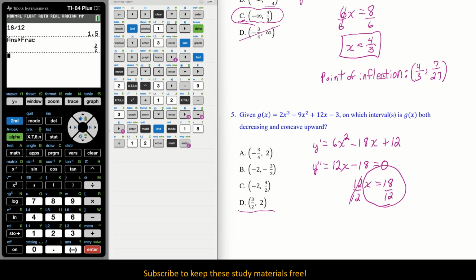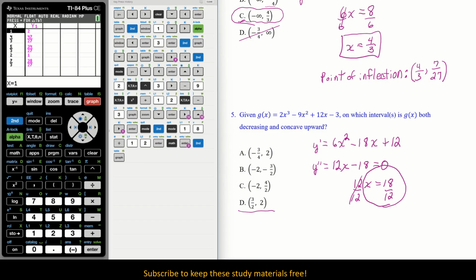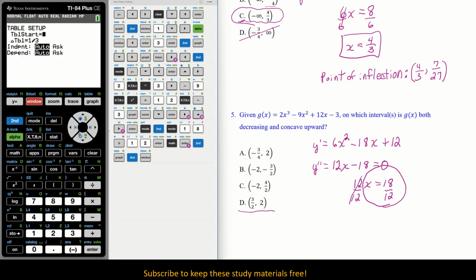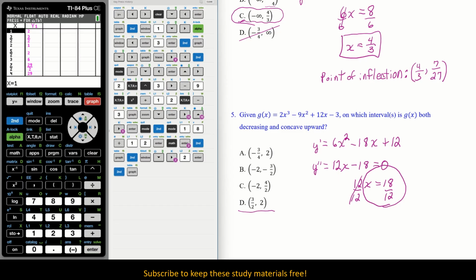Now, for our inflection, for the other one, remember, we need to go to our table. So go to second graph to get your table. We need to put it in halves. Look, everything's in increments of thirds, and we have 3 over 2. So that means we need half. So we go back to second window, go down, and just arrow over where the 3 is, put a 2 in. Okay. And I always like to push enter. It's a habit. Okay, now I go to second graph.